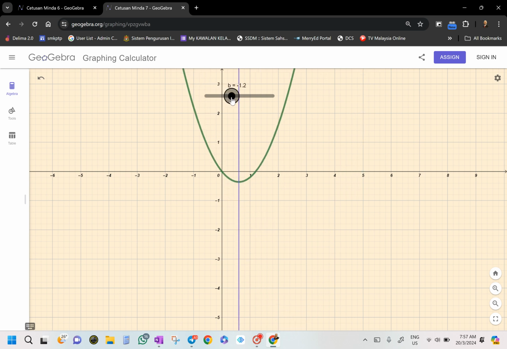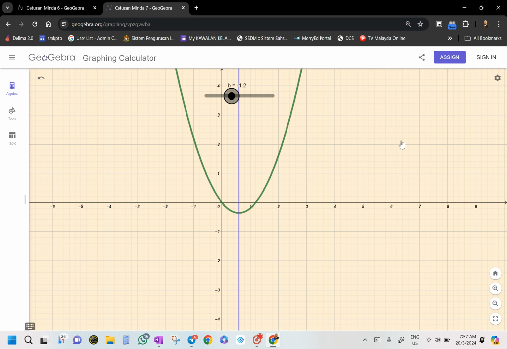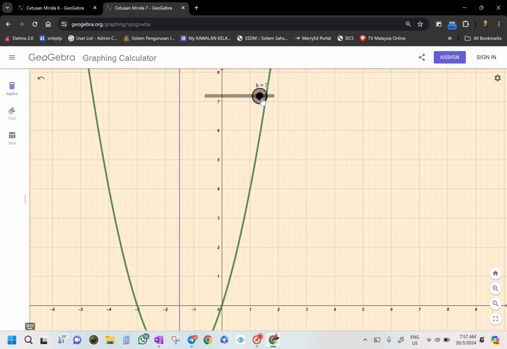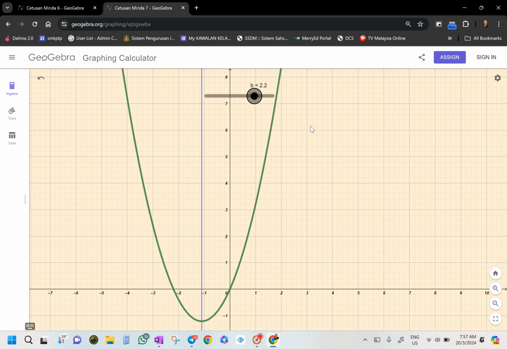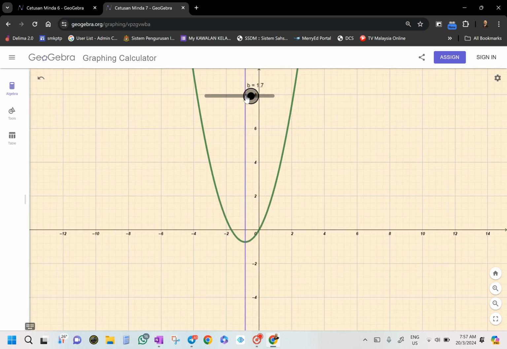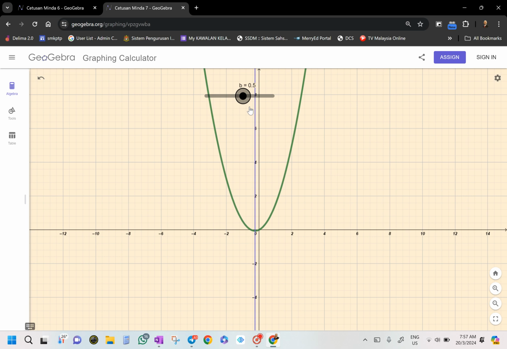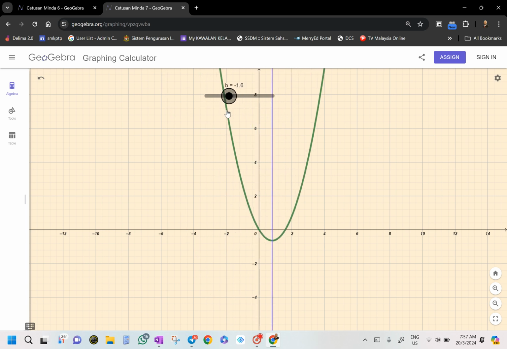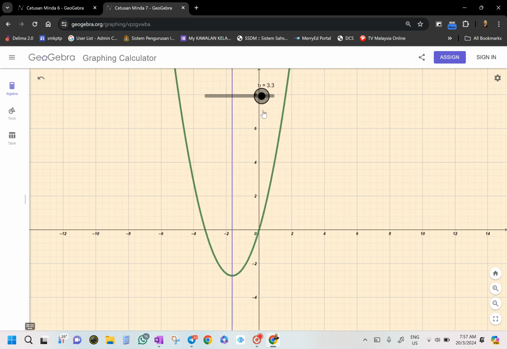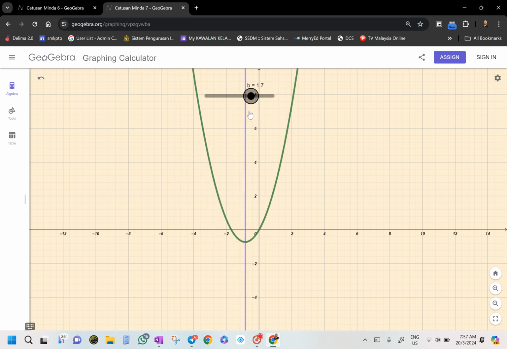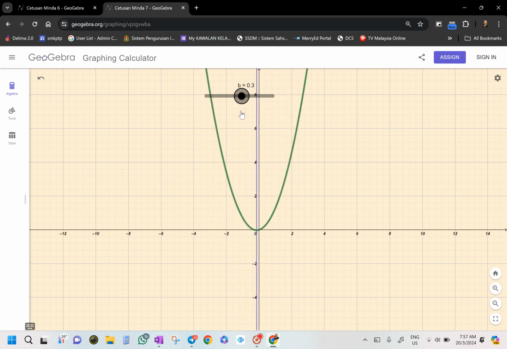Nampak? Tak nampak lah cikgu. Naikkan. Okay, pesan. Tak nampak lagi. Okay, kita kecilkan. Apa tu? Apa yang you all nampak? Apa you all nampak? Kiri besar.